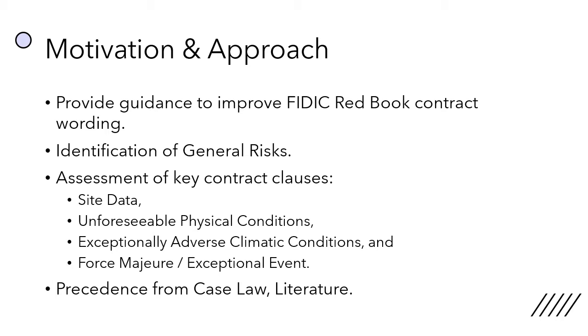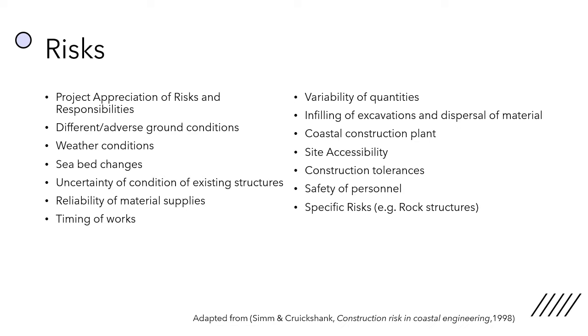So my motivation is to provide some guidance to improve some of the contract clauses in the FIDIC Red Book. I was talking specifically about the FIDIC Red Book because, quite frankly, that's the most common form of contract used in coastal engineering, at least in my experience. So I'll identify some of the general risks and focus on 4 of the key contract clauses, drawing from precedents from case law and other literature. I'm not going to go into detail on these. They're adapted from Sim and Cruikshank, Coastal Risk in Coastal Engineering, and it's a fantastic resource for everybody involved in coastal construction.